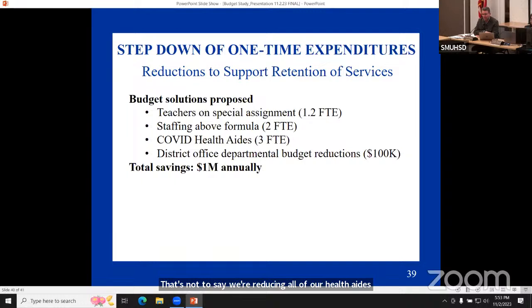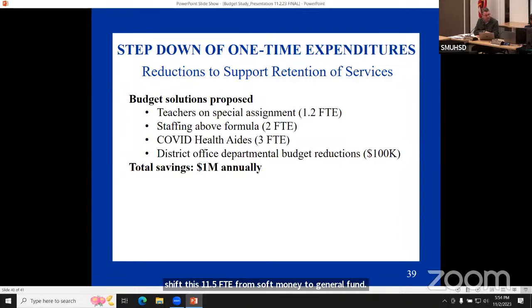And then looking across our district office departments, I'm recommending that we reduce our budget allocations by about $100,000. This gets us to about $1 million. We're not quite there yet in our recommendation, but between now and first interim, if the board gives us the thumbs up to head down this plan, I believe that we can still identify an additional $200,000 to meet the need to shift this 11.5 FTE from soft money to general fund.